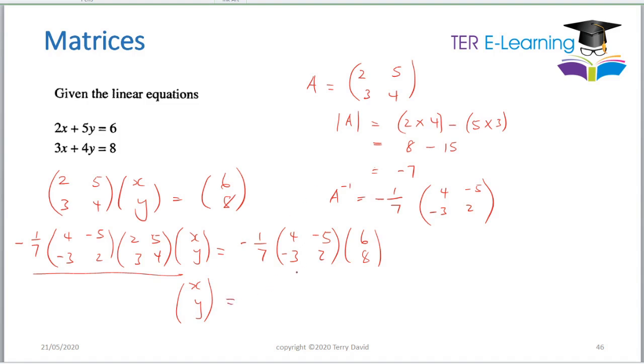So what I want you all to do for me, you already have the inverse. I want you to work this out here, multiply this out for me, and tell me what you're going to get for x and y. Don't do anything with the 1/7 as yet. Work out the 2 by 2 matrix multiplied by the 2 by 1.